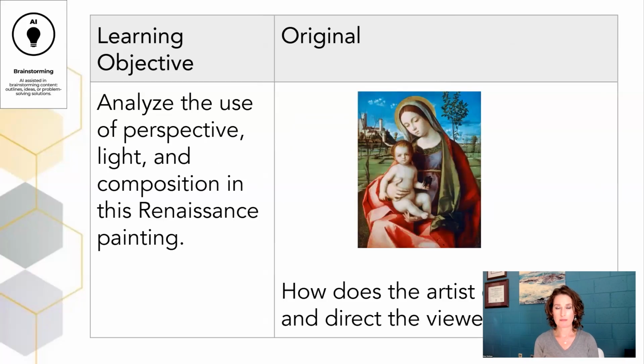If the learning objective in art history, for example, is analyze the use of perspective, light, and composition in this Renaissance painting, how does the artist create depth and direct the viewer's eye? There is not a way to assess this particular learning objective without this visual component. And so in this case, you'd be looking to work with our colleagues in SAS to find an alternative way to assess the learner's interpretation of these really important points of the course.